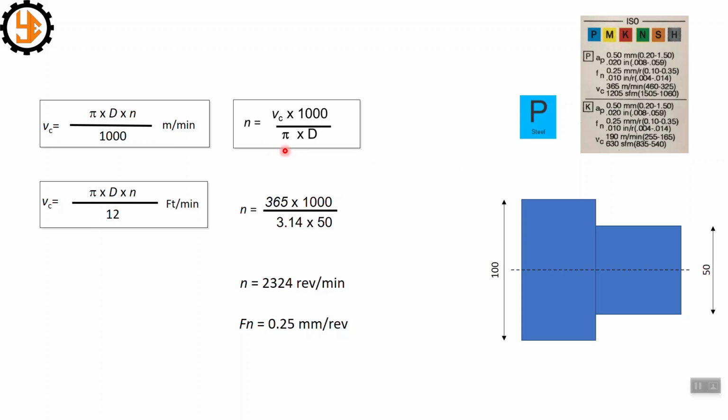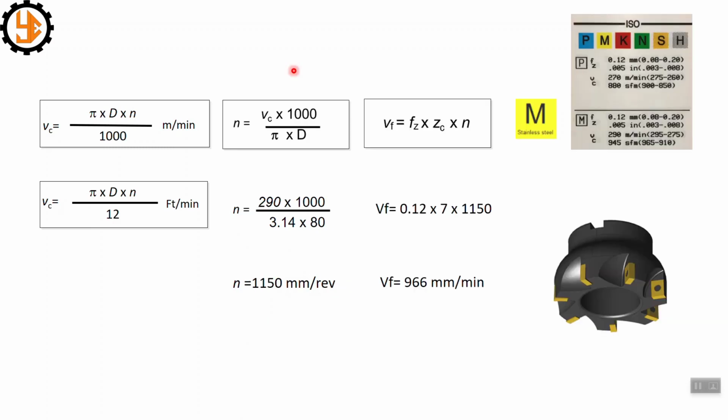Pi is a constant number 3.14. D is measured diameter of the workpiece 50 mm. Putting all the values in the formula will give us the ideal speed we will use for this workpiece. Also, I got Feedrate value as 0.25, meaning the distance it will take in millimeters per revolution.